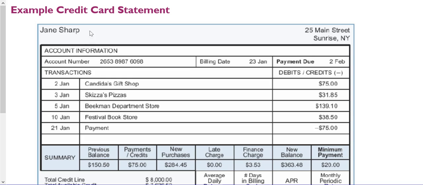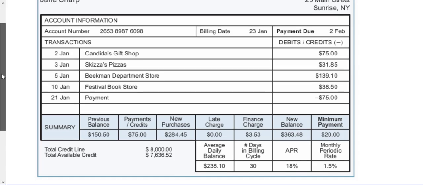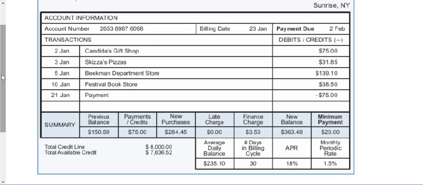It's for Jane Sharp, so it'll have your name, it'll have your address, it'll also have your account information such as your account number, the billing date, and the payment due date. So the billing date is the end of your billing cycle, and then it will list transactions. So for debits, it'll be what is added. Those are the purchases that you've made, and credits would be subtraction. So these would be any payments you made towards paying off your credit card statement.